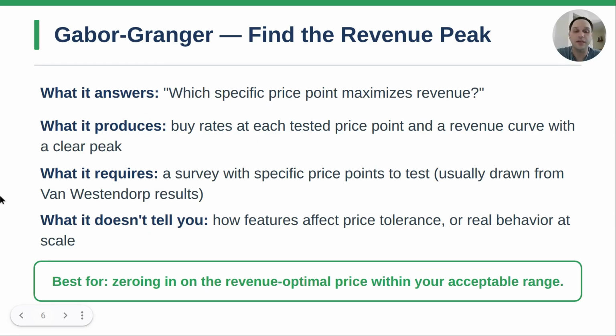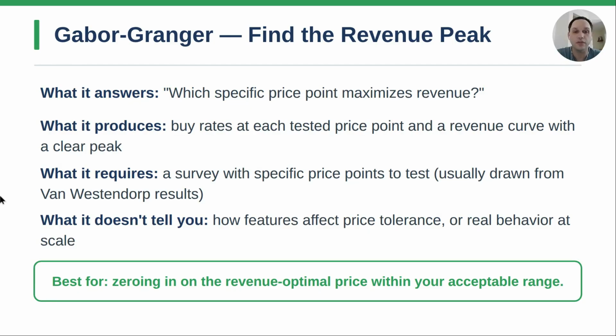Once Van Westendorp has given you a range, Gabor-Granger tells you where to price within it. It asks the consumers at each of several specific price points, would you buy at this price? The buy rates at each price, multiplied by the price, produce a revenue curve, and the peak of that curve is the revenue maximizing price.